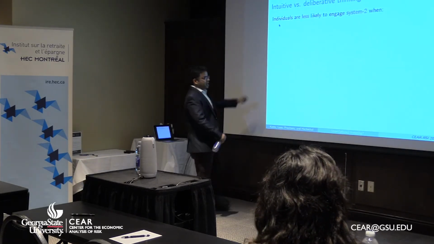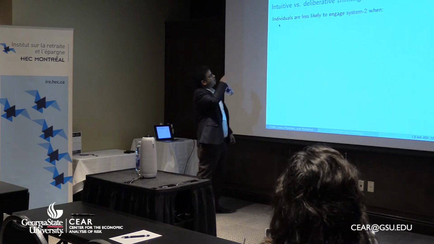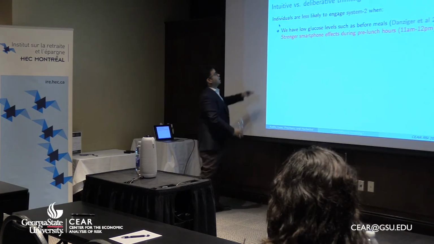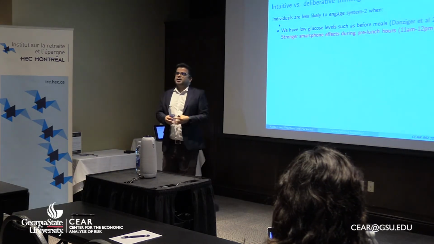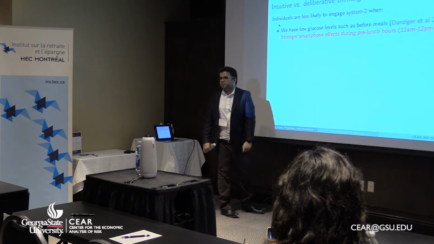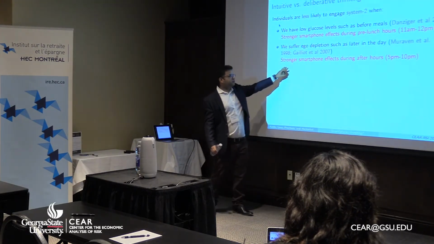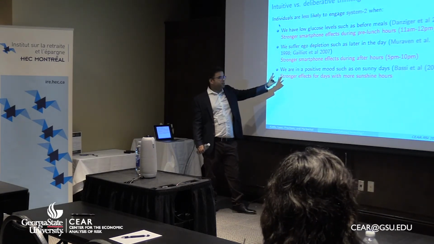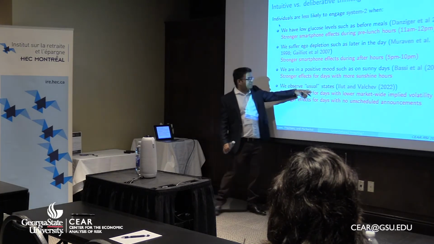Okay, so I'm going to show you a bunch of results which are going to be consistent with more intuitive thinking. Based on the model, individuals are less likely to engage system 2, which is deliberative thinking, when we have low glucose levels, such as before meals, and there are papers that show that just before lunch, judges are more strict, for example, right? We find stronger smartphone effects during pre-lunch hours. It's also stronger when the ego is depleted or when you're tired later in the day. We do find stronger smartphone effects during after hours. Stronger effects during the days where moods might be elevated, and then stronger results when we observe unusual states.